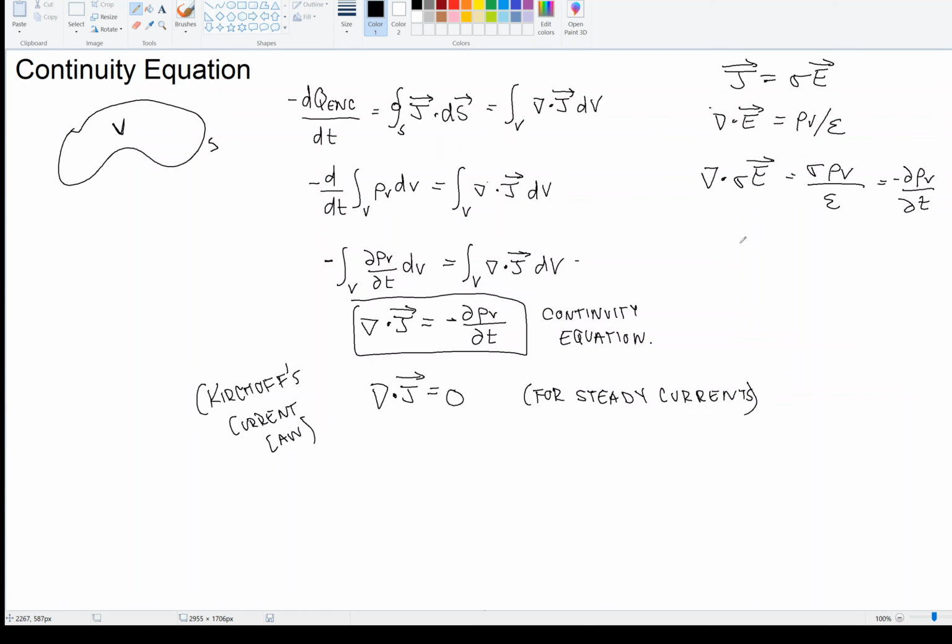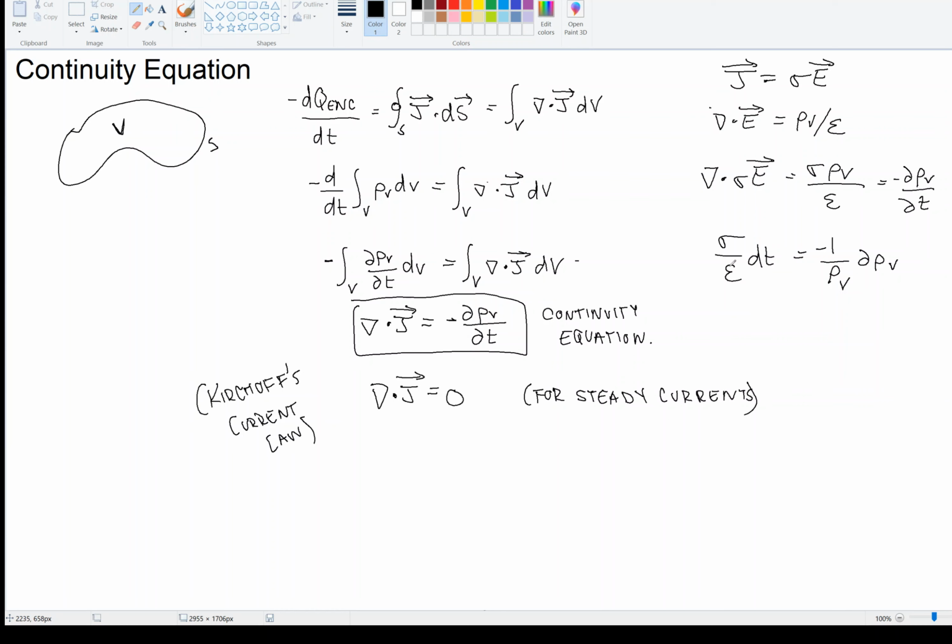So this is actually a differential equation, and I can solve it with separation of variables. So I'll put the t's on the left, and I'll put the rho V on the right, like this. And then I just integrate both sides.